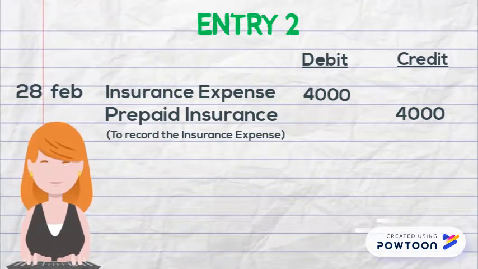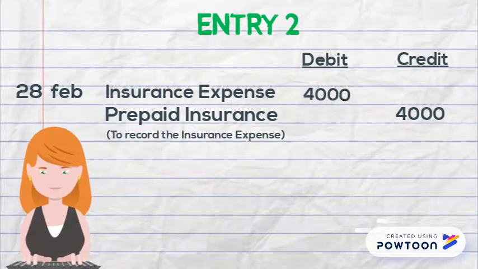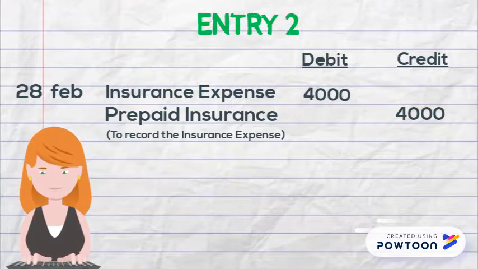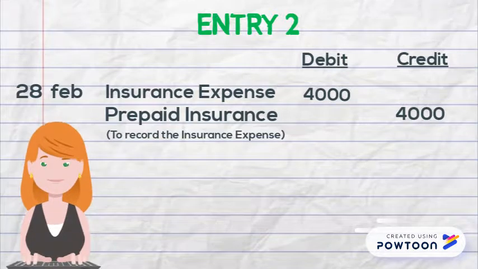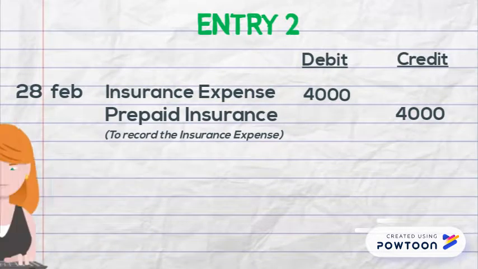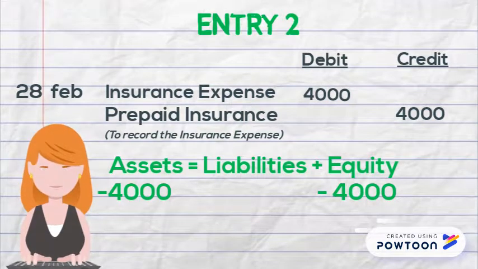This is acknowledged by debiting the insurance expense account by $4,000 and then crediting the prepaid insurance account by $4,000 as well. The insurance expense is increased by the amount of insurance consumed during this month, whereas the prepaid insurance account is decreased by the same amount. Hence, the expense incurred is matched to the appropriate time period.